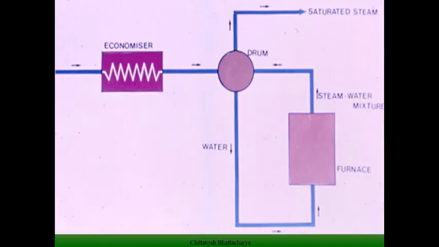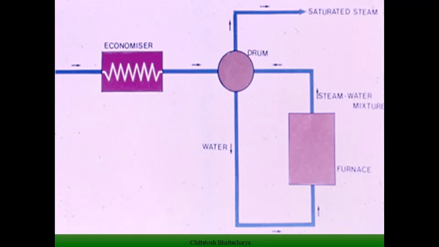So the typical schematic layout of this economizer, water walls, drum, downcomers and superheated steam generation arrangement is given here. In the economizer, almost all the remaining part of the sensible heat is added. Subsequently, in the drum we get a two-phase arrangement.